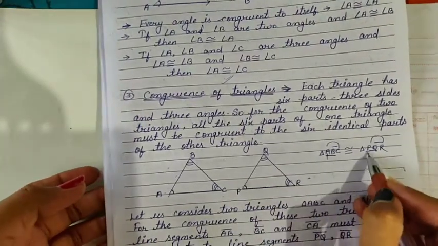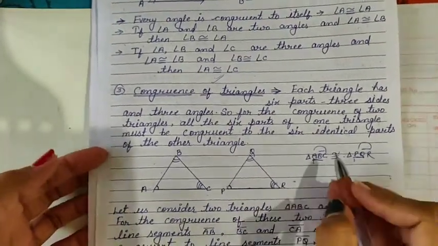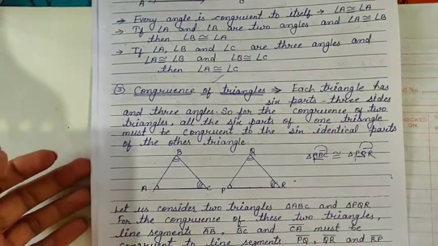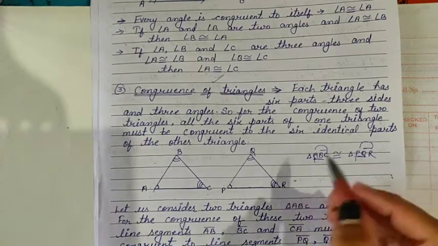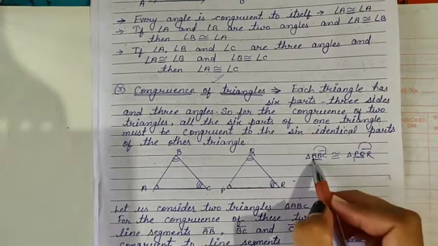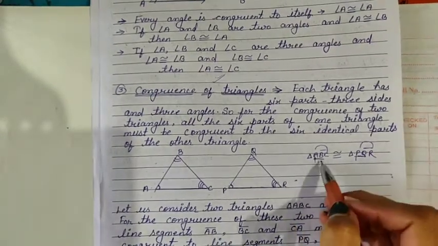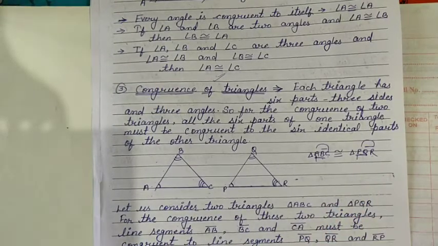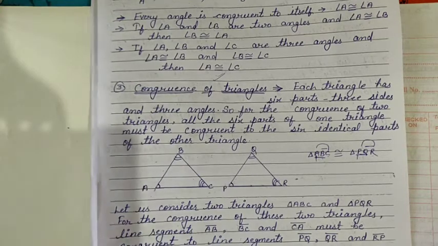And angle A must equal angle P. If angle A equals angle Q, then these triangles are not congruent. These two triangles are congruent if angle A equals angle P, angle B equals angle Q and angle C equals angle R. It means corresponding parts must be congruent to each other in congruence of triangles.